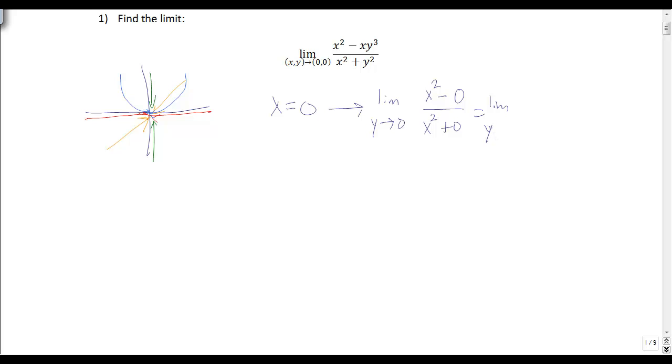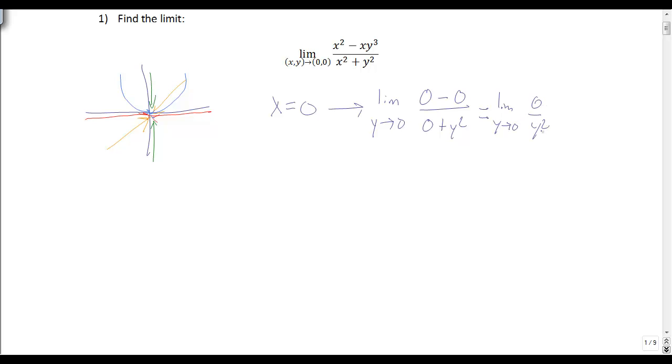Except now I'm noticing something funny. I plugged in y equals 0, and then I said x equals 0. So let's do this again. The limit as y goes to 0, with x equals 0. Plug in x equals 0. That gives me 0 squared minus 0 on top, and then I get 0 plus y squared on the bottom. Well, that is the limit as y goes to 0 of 0 over y squared.